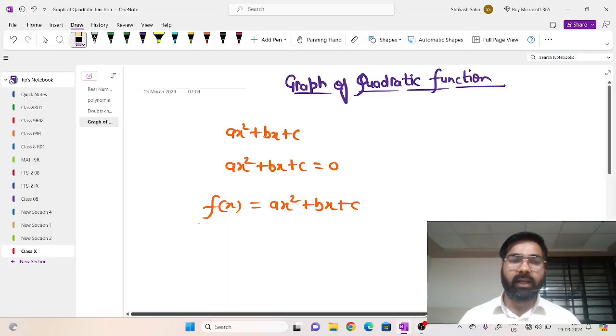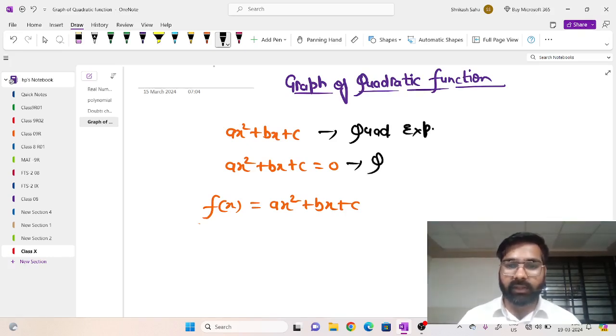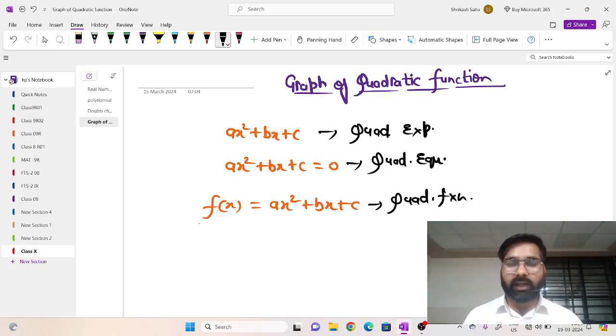Hello students, in this video we will discuss the graph of a quadratic function. Here you can see three forms of quadratic, in which the first form is known as a quadratic expression, this is known as a quadratic equation, and the third form is known as a quadratic function. There are basic differences between an expression, an equation and a function.